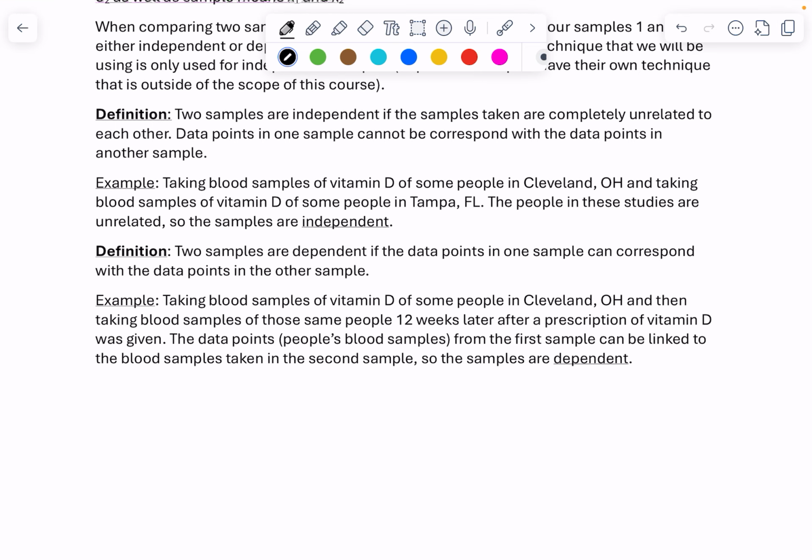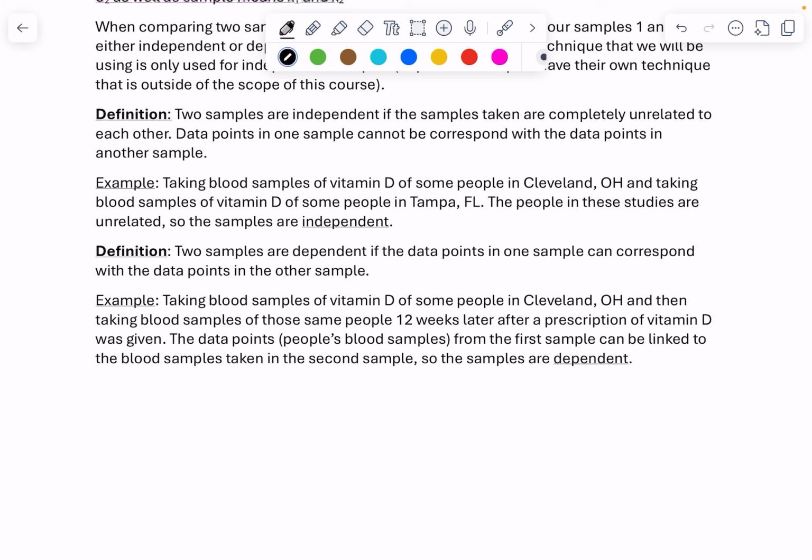The flip side is that dependent samples are going to be related to each other, where you can correspond a data point for every single point on one sample over to another.